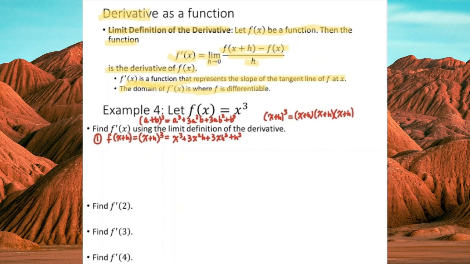and FOIL two factors at a time. Now for step 2 of the difference quotient, we're going to simplify the numerator, obtaining the f of x plus h minus f of x. To do that here, we're going to take our f of x plus h that we obtained in step 1, our original function, and we're going to subtract, which was x cubed.